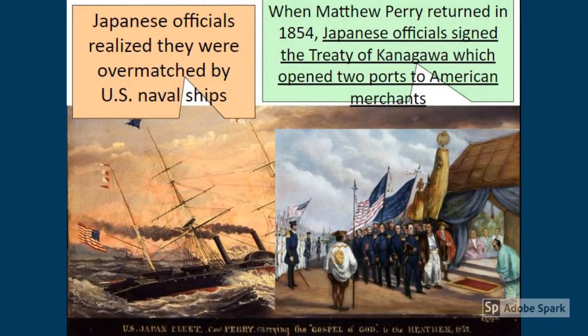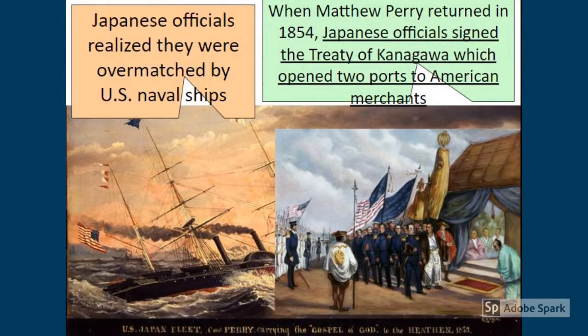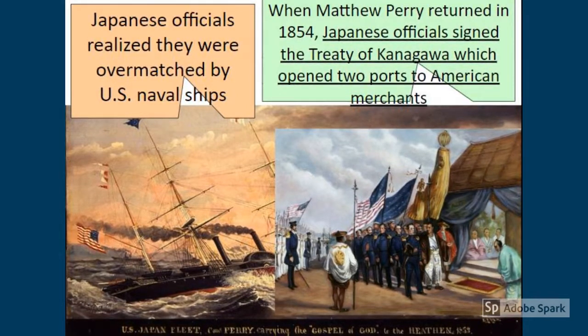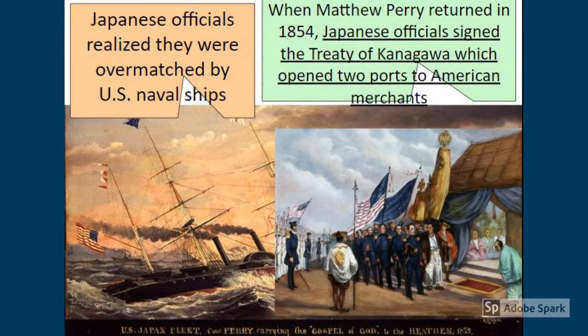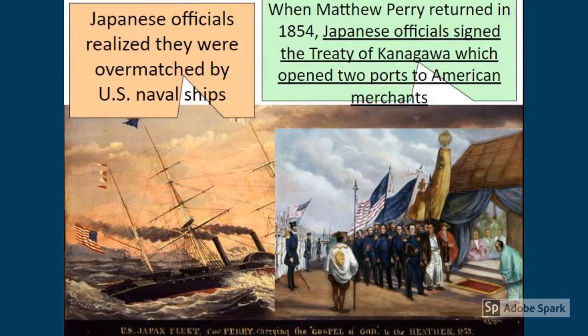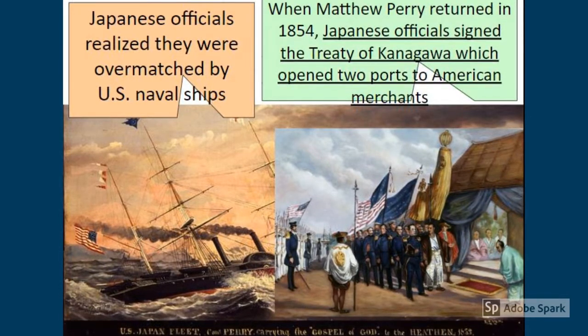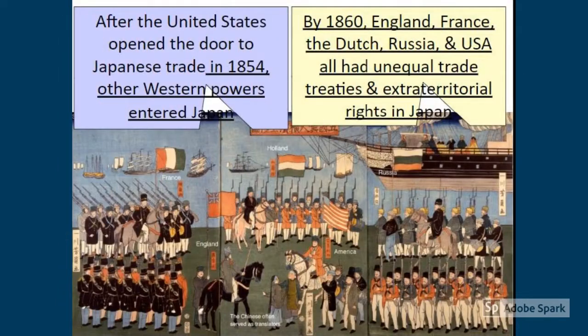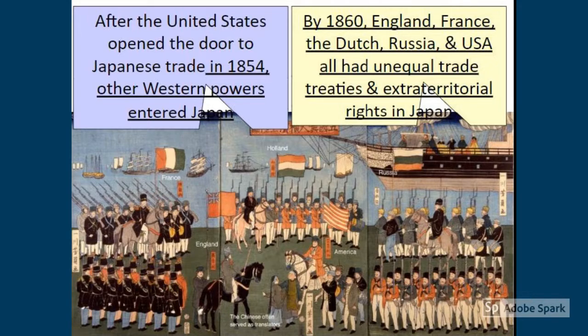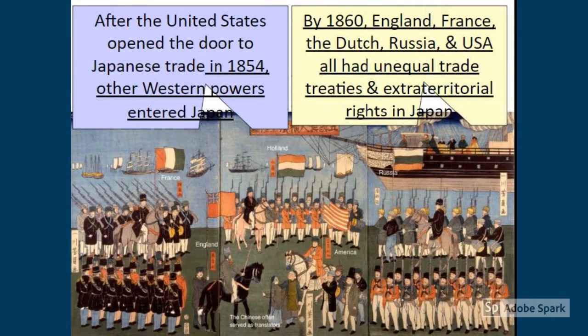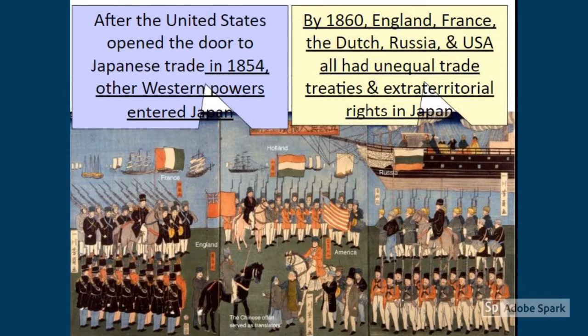So when Matthew Perry returns in 1854, Japan agrees to the Treaty of Kanagawa, which opens 2 ports to American merchants. You may be thinking to yourself, hey, that's not so bad. It's only 2 ports. But after the U.S. opened the door to Japanese trade in 1854, this opens the door for all of the other Western powers as well. They were like, hey, if we can just show up and threaten them, then we can trade too.